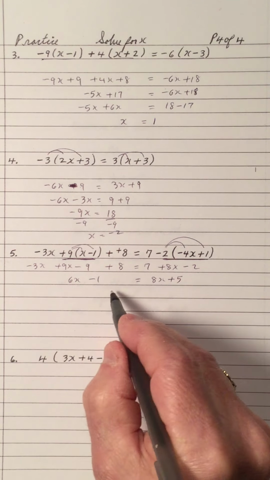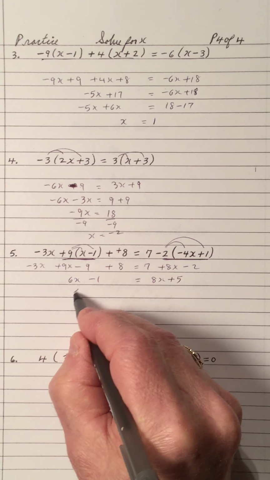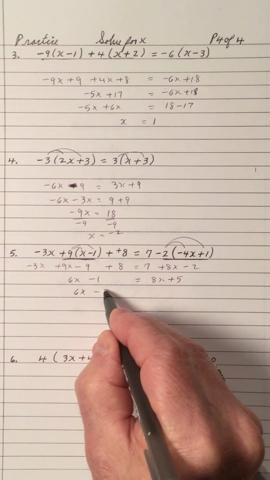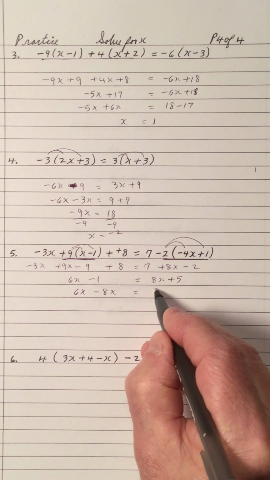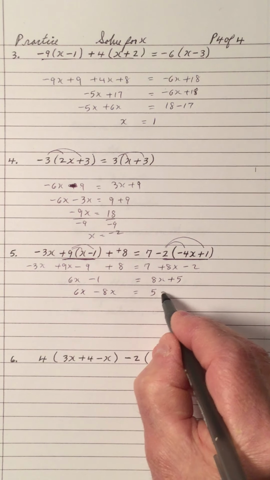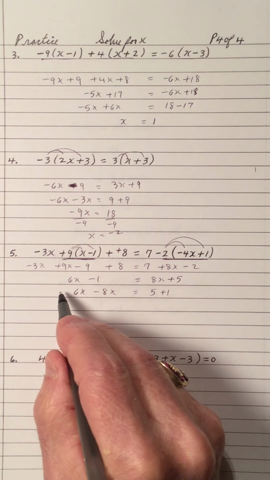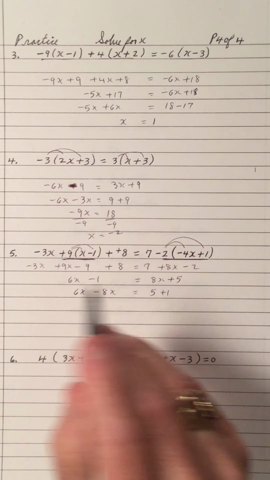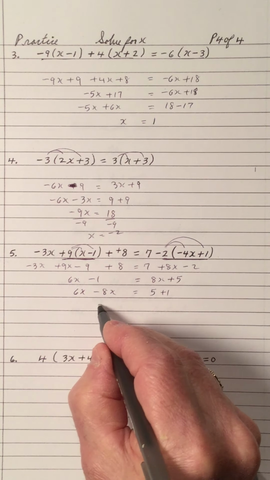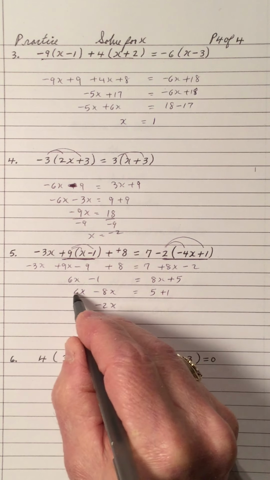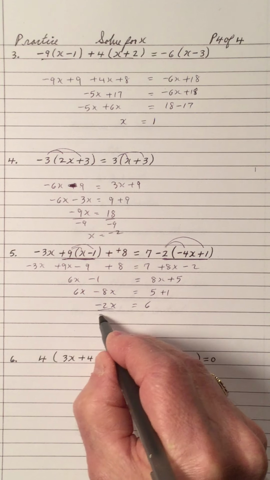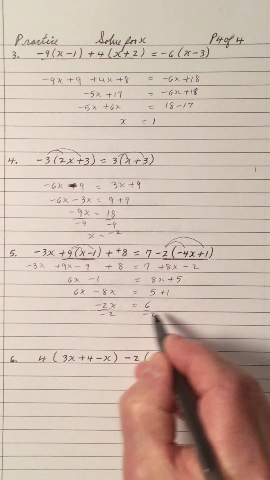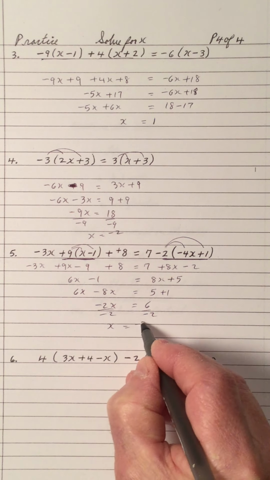Perfect. X's go to the left. 6x is already there. And the 8x comes over to become a minus 8x. And we've got a 5, and the negative 1 becomes plus 1. X is on the left and numbers on the right. When you transpose, you change signs. Negative 2x. 6 minus 8 is negative 2. 5 and 1 is 6. Divide by negative 2. And I get x equals negative 3.